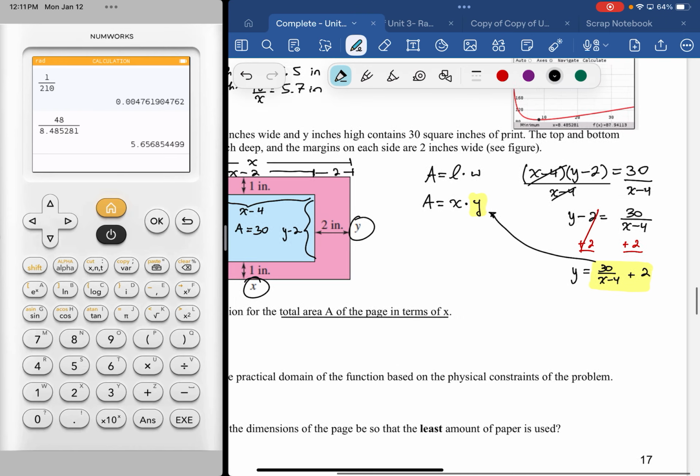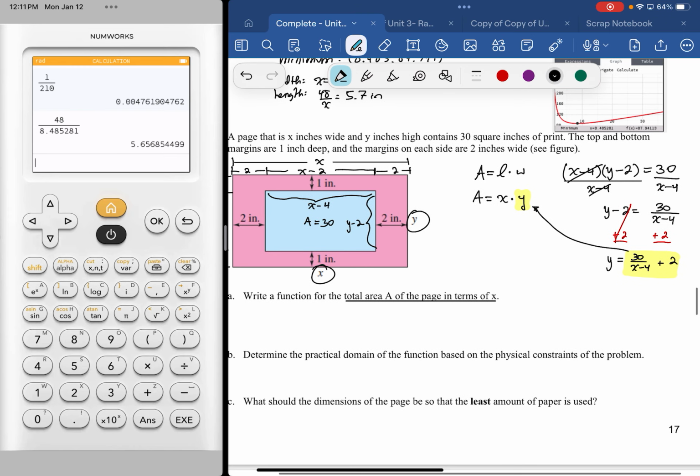And that'll get me my area function, which is what they're asking for in A. So it's going to be A of x is equal to x times, instead of just a y, all that. So 30 over x minus 4 plus 2. Don't distribute, don't simplify in any way. This goes right into your calculator, all right? So we'll put that in.